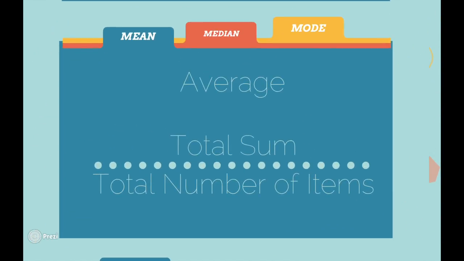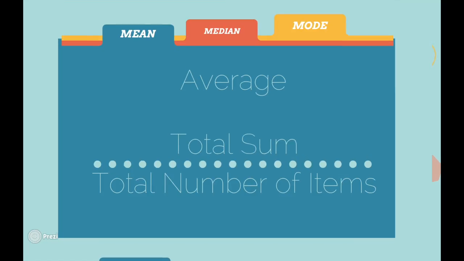Let us move on to different types of location. The first type of location I'll go through is mean. Mean is the same as average and is calculated by taking the total sum of the different items divided by the total number of items.